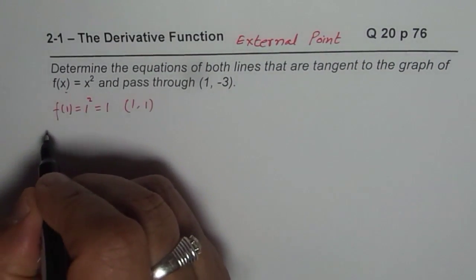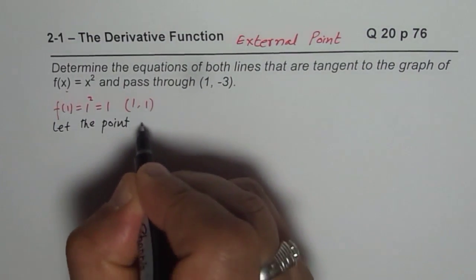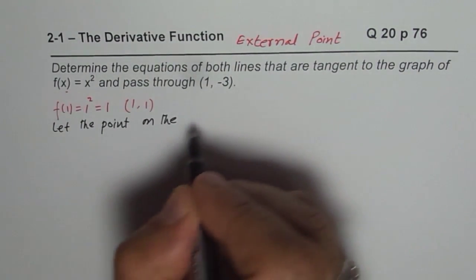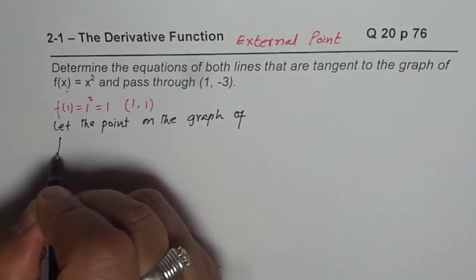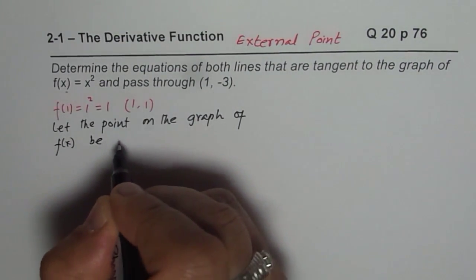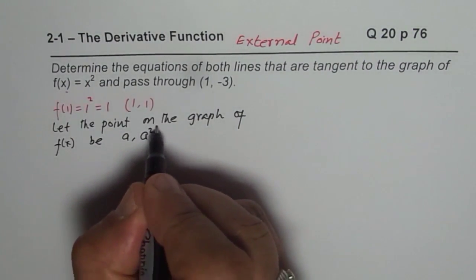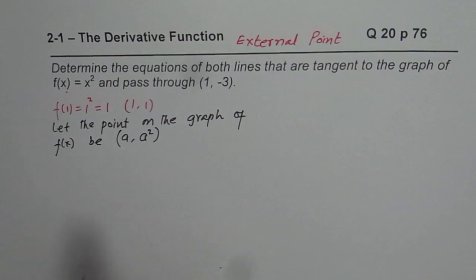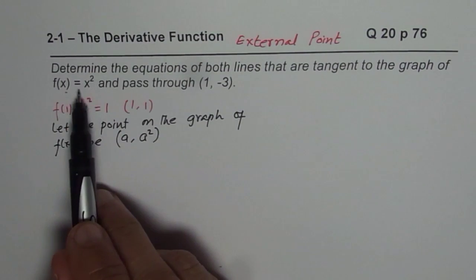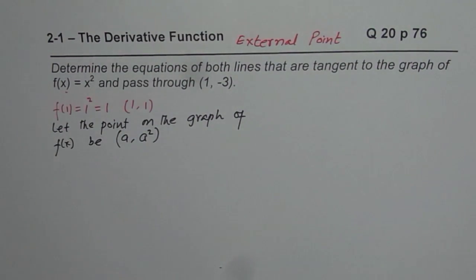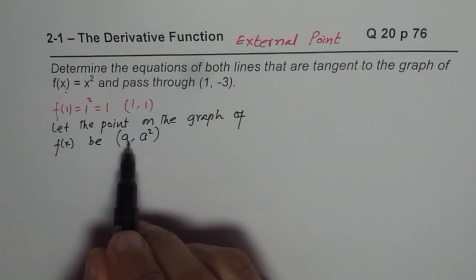So what we say is, let the point on the graph of f of x be a, and if I write a for x, it becomes a squared. So the y value will be a squared. You get the point. So this is any arbitrary point on the graph of function f of x equals x squared. So now we just say the point is (a, a squared). We still need to find what is the value of a.